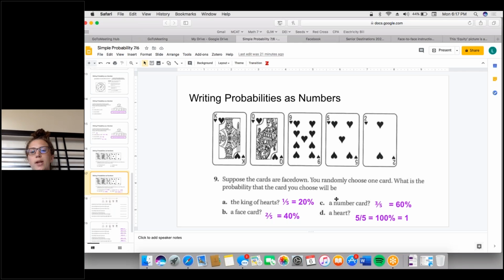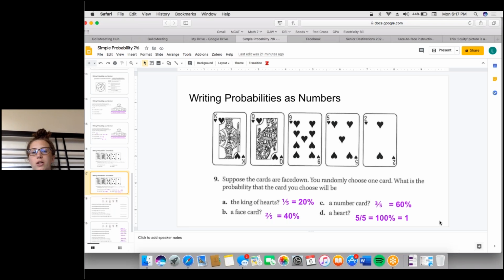Next, C asks us, what is the probability that I choose a number card? Well, I see here 9, 5, and 2 are all number cards, which means I have 3 different number cards. I have 3 favorable outcomes over 5 possible outcomes. So the probability is 3 out of 5, or 60%.